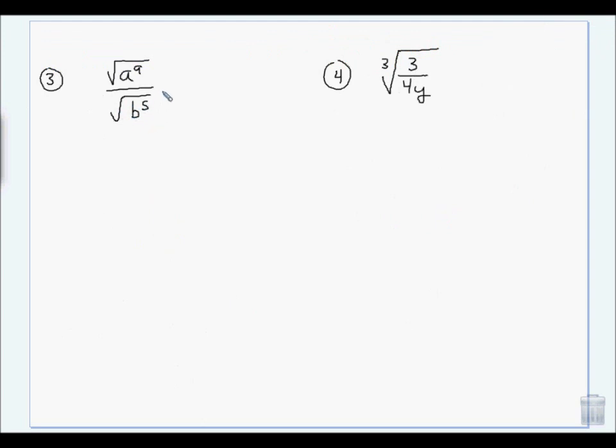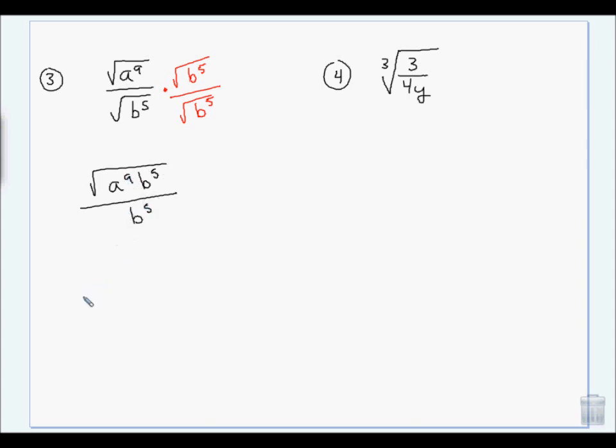So I can just multiply this by square root again, because square roots cancel each other out. Those are nice and easy. So this will give me the square root of a to the 9th, b to the 5th, over b to the 5th.